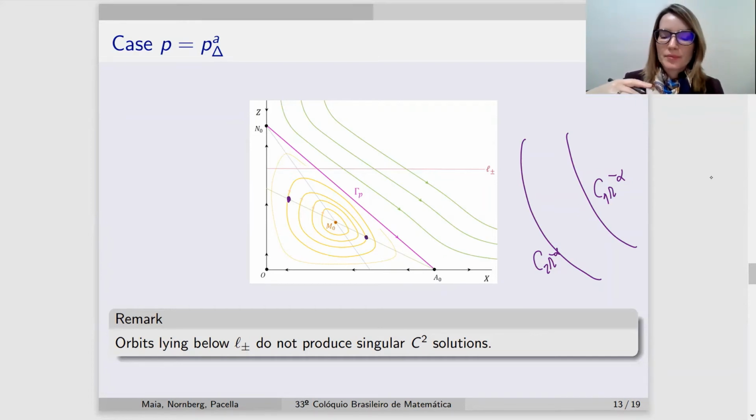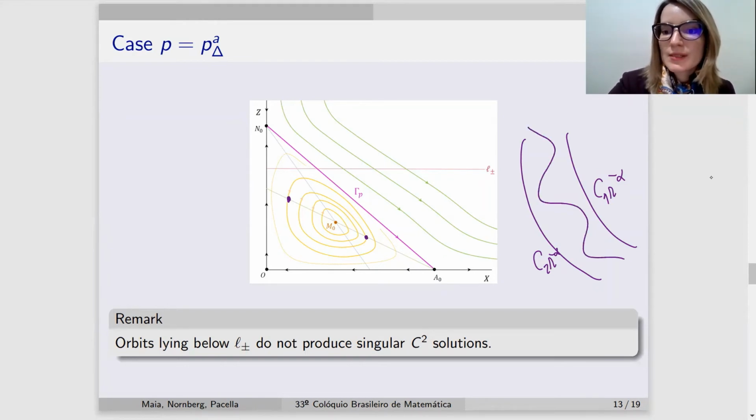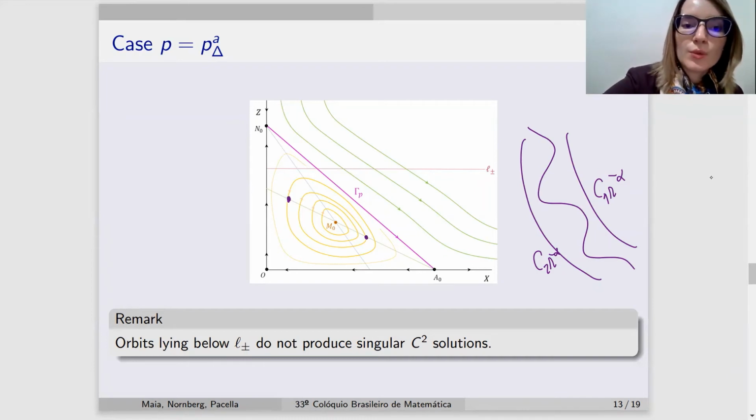such lim inf and lim sup infinitely many times. So the only way of doing this is by changing concavity infinitely many times. So the only ones which correspond to C2 solutions are the ones which cross the concavity line.